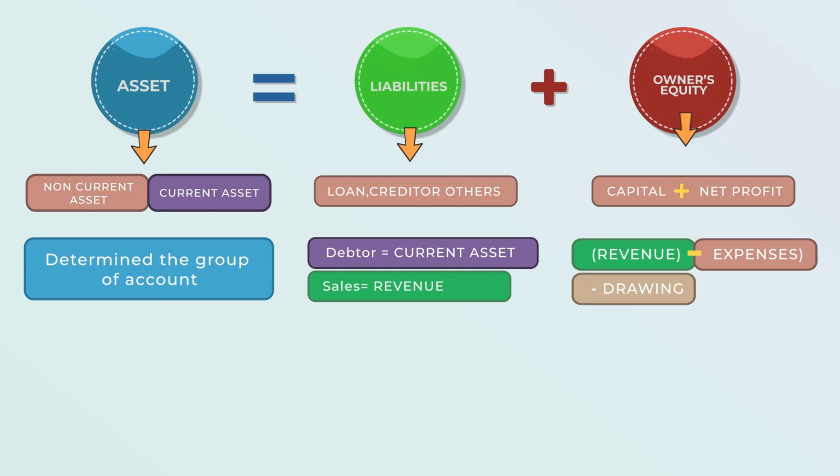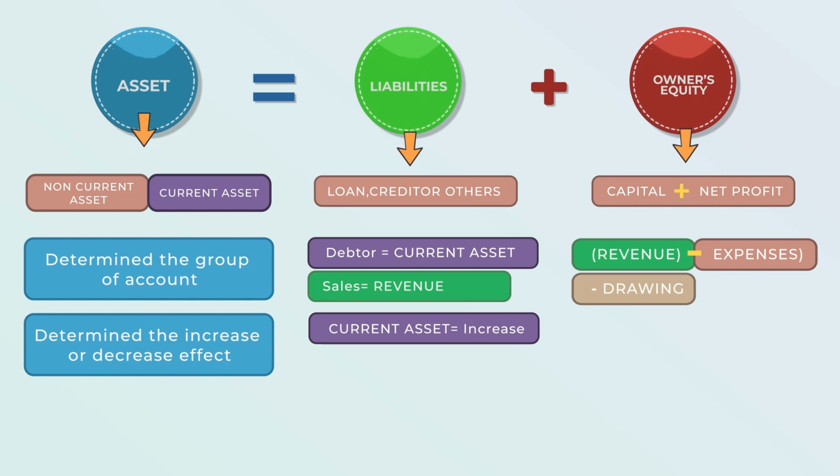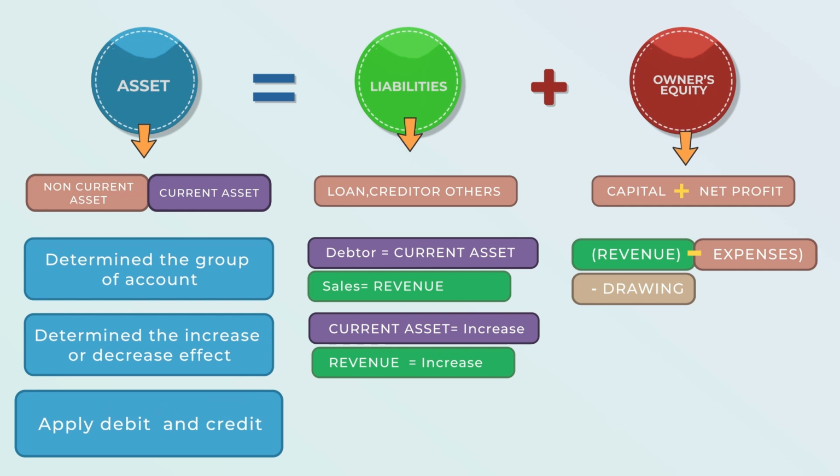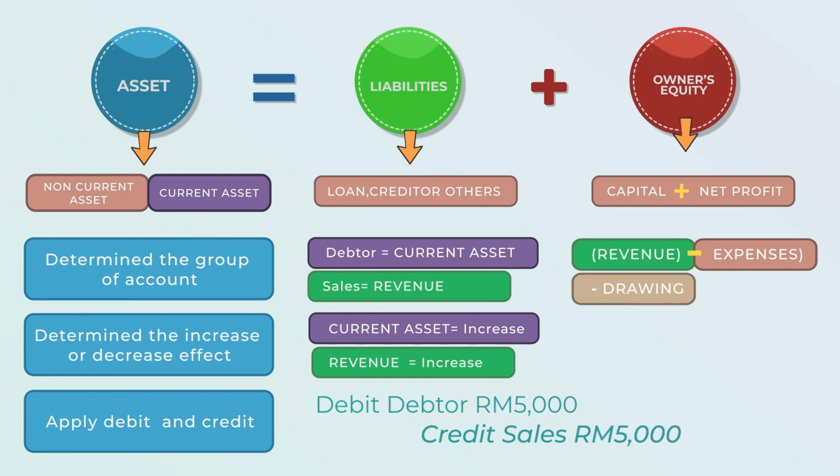For this transaction, determine the increase or decrease effect: increase in asset and increase in revenue. So apply the debit and credit. For this answer, debit debtor 5,000, credit sales 5,000.